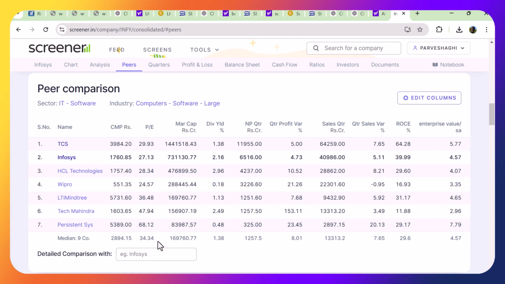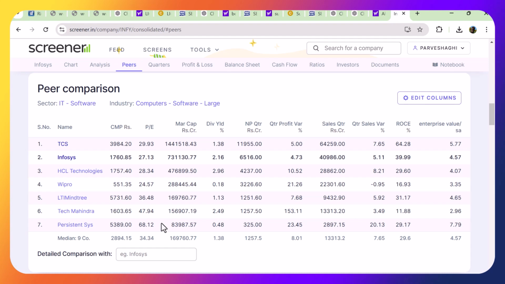It is always better to look at the median rather than the average. So the median is 34 and TCS is trading at a P/E multiple of 29.93. Which is the most expensive company compared to the industry average? Persistent Systems. And which is the second most expensive company? Tech Mahindra. Which is the cheapest of the IT lot?